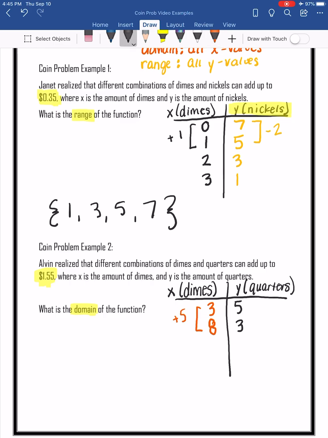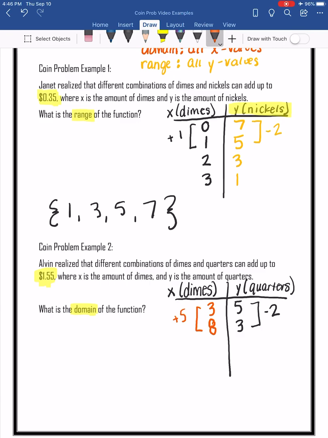Let's look for our y values. From 5 to 3, what do we have to do to get from 5 to 3? We would have to subtract 2. That's our pattern. For our x values, we're adding 5 each time. For the y values, we're subtracting 2 each time. So let's continue until we run out of combinations.